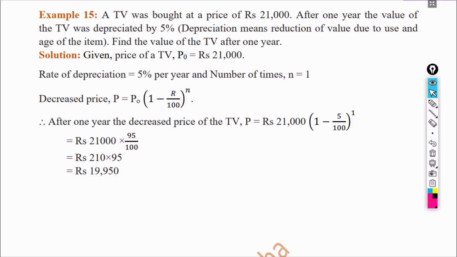Then 1 minus 5 by 100 becomes 95 by 100, and cancel the zeros: 2 zeros from the denominator with 2 zeros in the numerator, becomes rupees 210 into 95, that will give rupees 19,950.